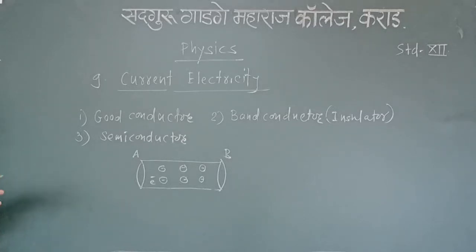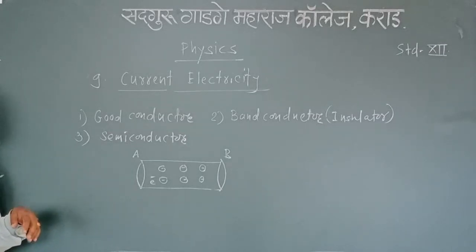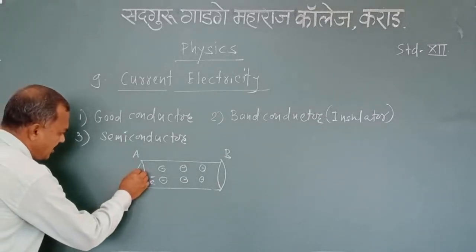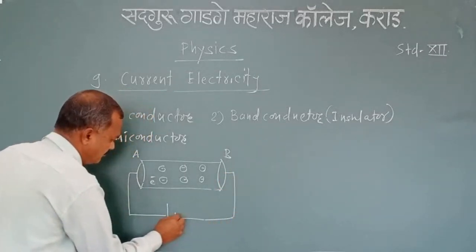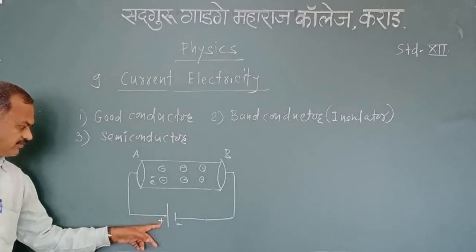In absence of any external potential across the conductor, electrons within that conductor move randomly in all possible directions. In order to flow the electrons in any given direction, we have to apply some potential difference across the ends of the conductor by means of a battery. This is the symbol for a battery having two plates, positive plate and negative plate.